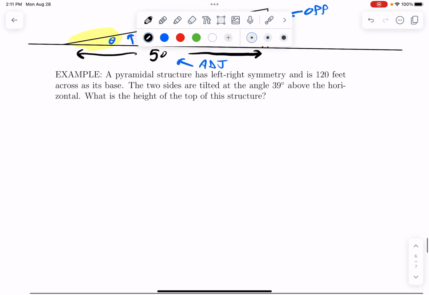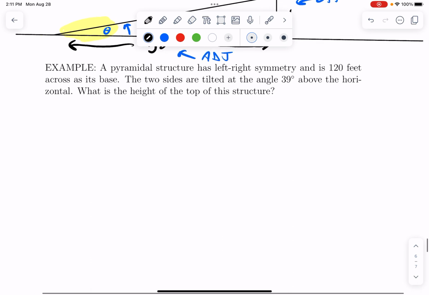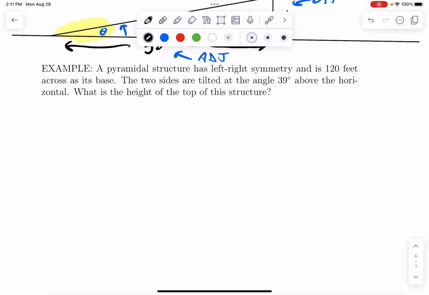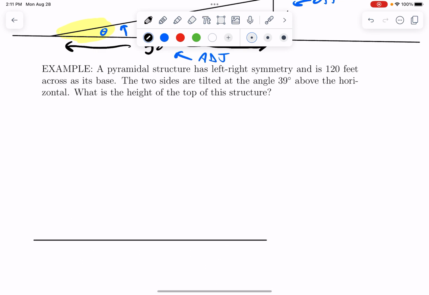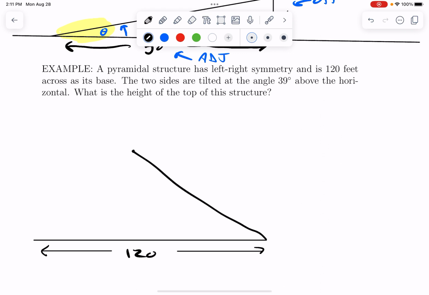Let's try another one. So a pyramidal structure has left-right symmetry and is 120 feet across at the base. So again, I'll draw a picture here so you understand what this looks like. So here's our side view. It's 120 feet across. And the two sides are tilted at an angle of 39 degrees.